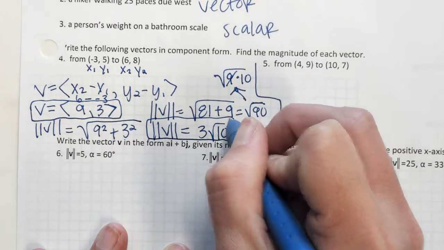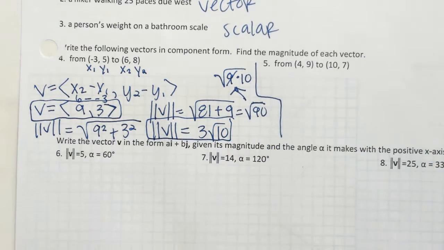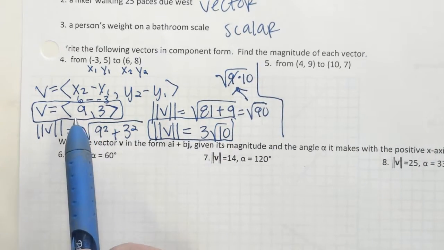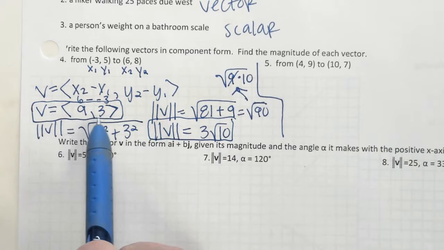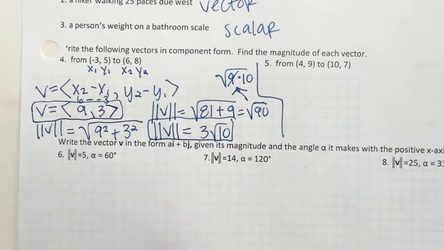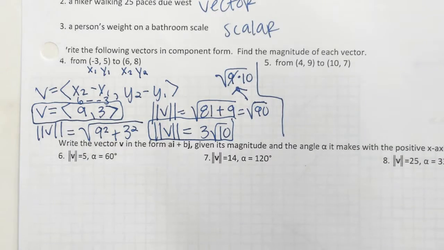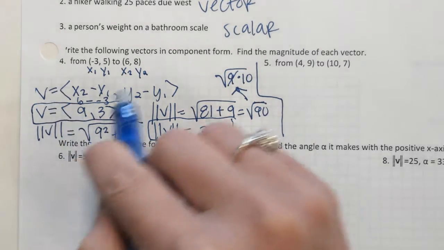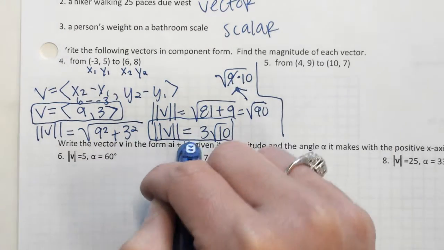So what did we just find again? Magnitude. What is this part that we found? What's this called? Yeah, component form of a vector. Yes. So on the test, if it says put it in component form, that's this part. Finding the magnitude, this part.